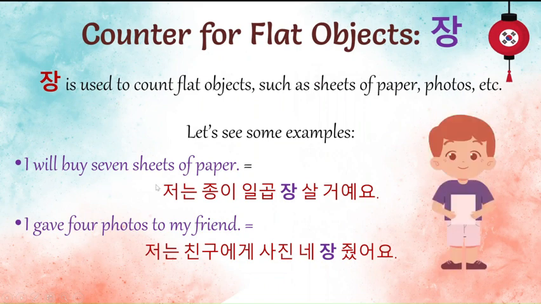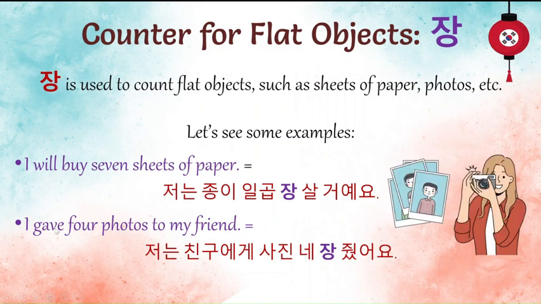I will buy 7 sheets of paper. 저는 종이 7장 살 거예요. Here, I is 저는, paper is 종이. 7 sheets of paper. 7 is 7, and the counter used for counting the sheets of paper is 장. 종이 7장. Okay? And to buy, 사다, future tense, 살 거예요.